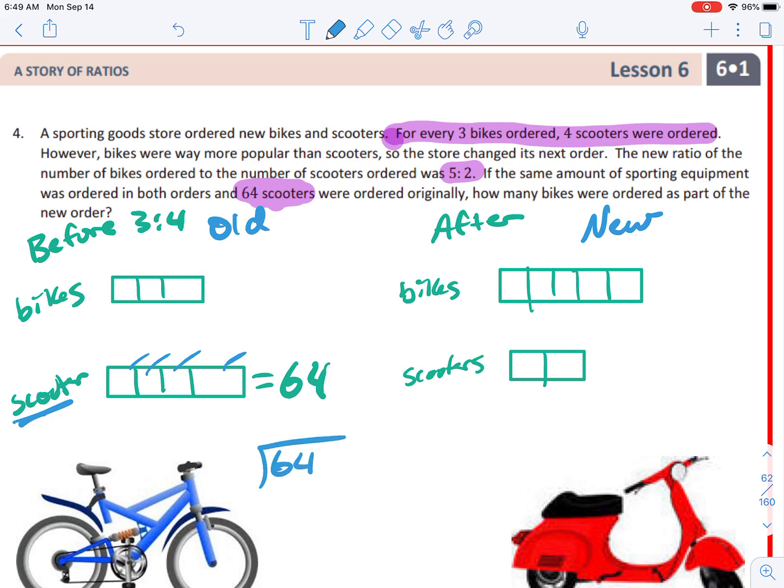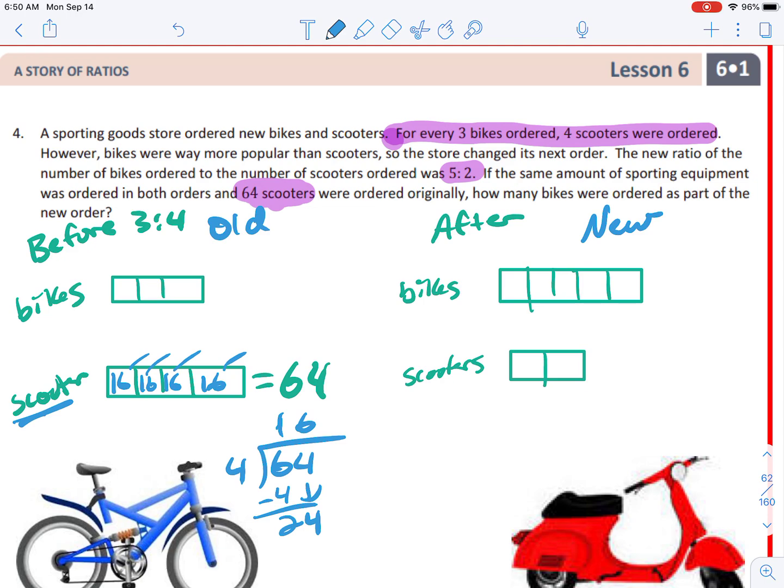We do 64 divided by 4. 4 goes into 6 once. We take away the 4, we get 2. Bring down the 4. 4 goes into 24 how many times? Okay, 6 times. So 16 is going to go in each unit. Now we figured out that 16 times 4 is 64.